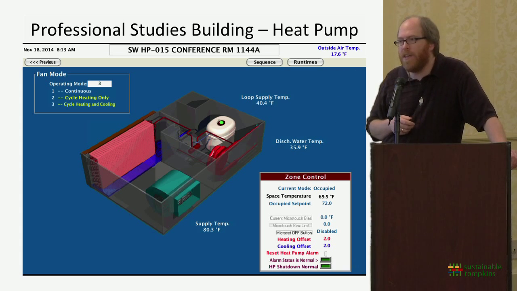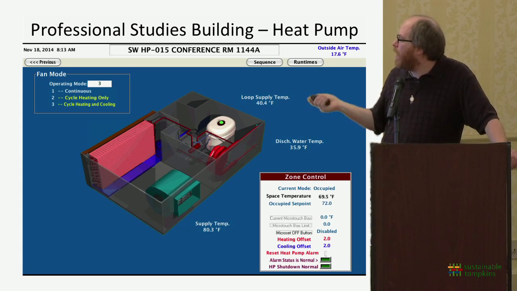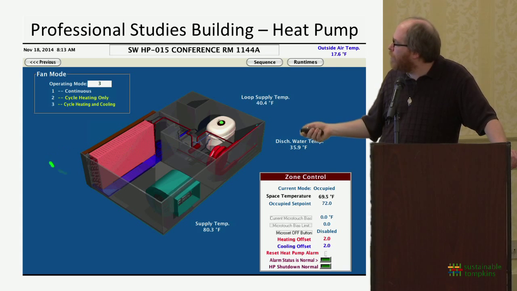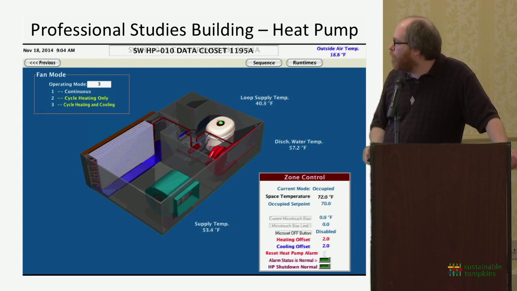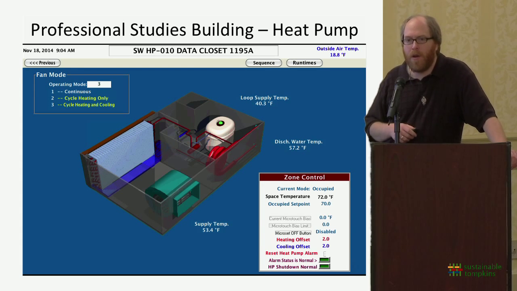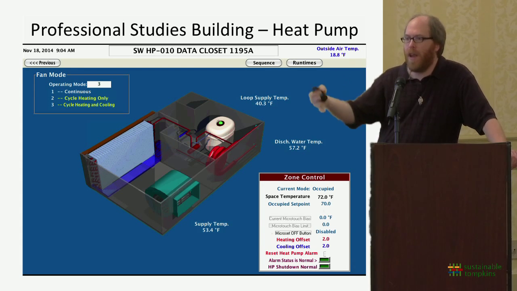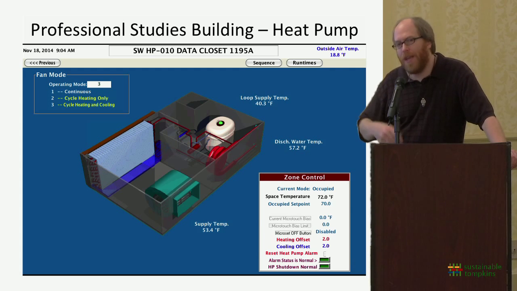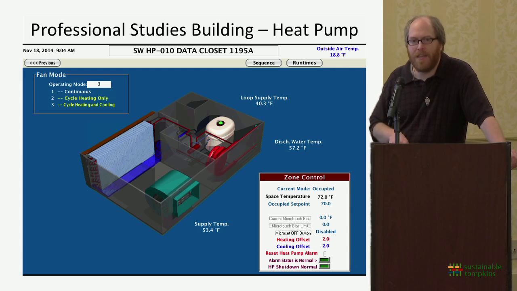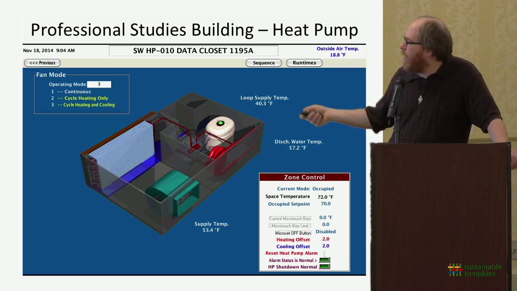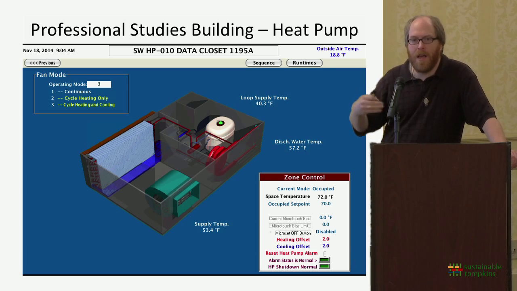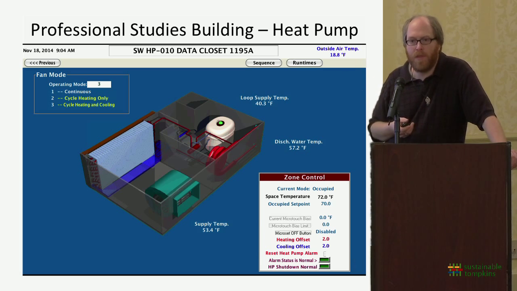So this was a day during early winter here in November. It was 18 degrees outside. As you would expect, most rooms were in heating mode. That's why this is red. But rooms with a large plug load, this is a data closet, so it was full of computer equipment, was generating more heat than it needed, and so it needed to be cooled on that day, even at 18 degrees outside. So heat was being extracted from this data closet and moved into other rooms within the building.